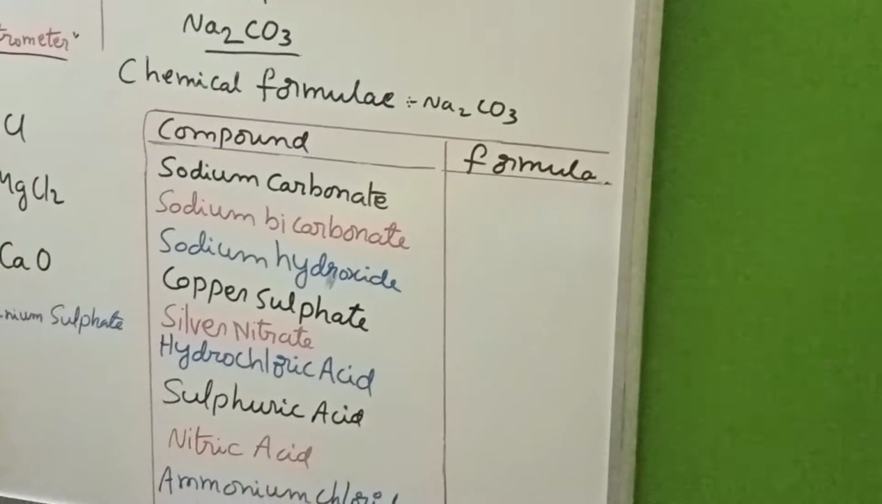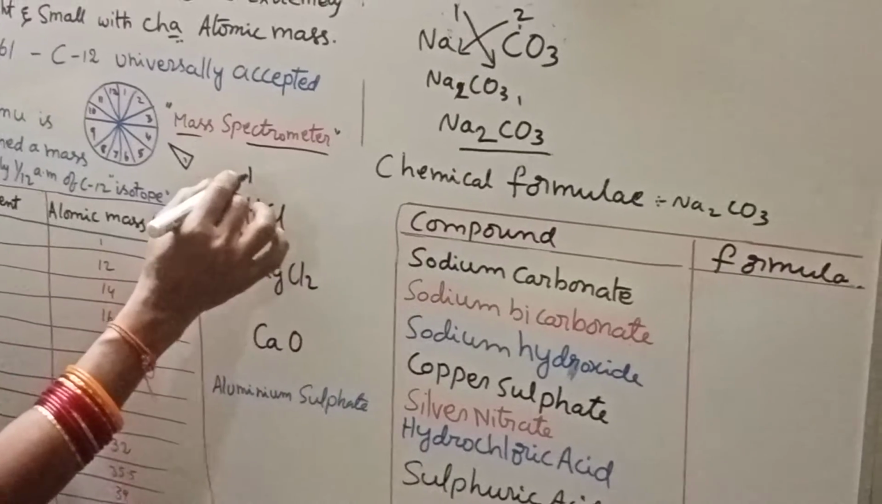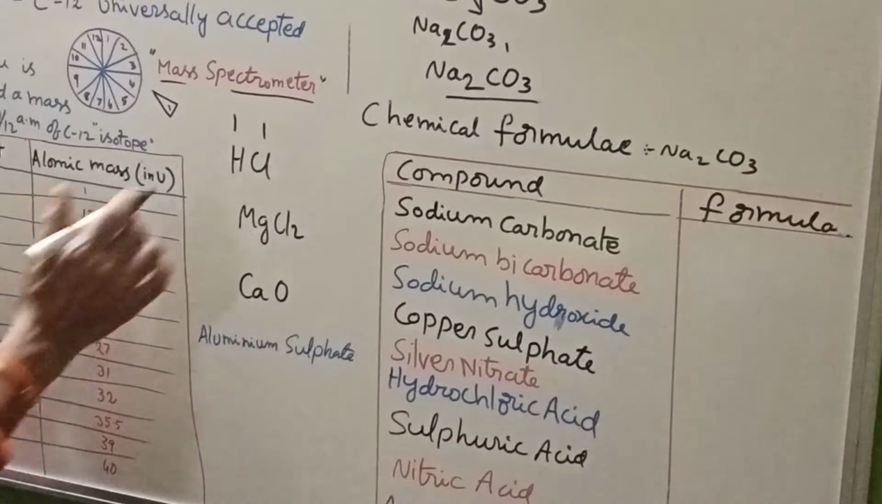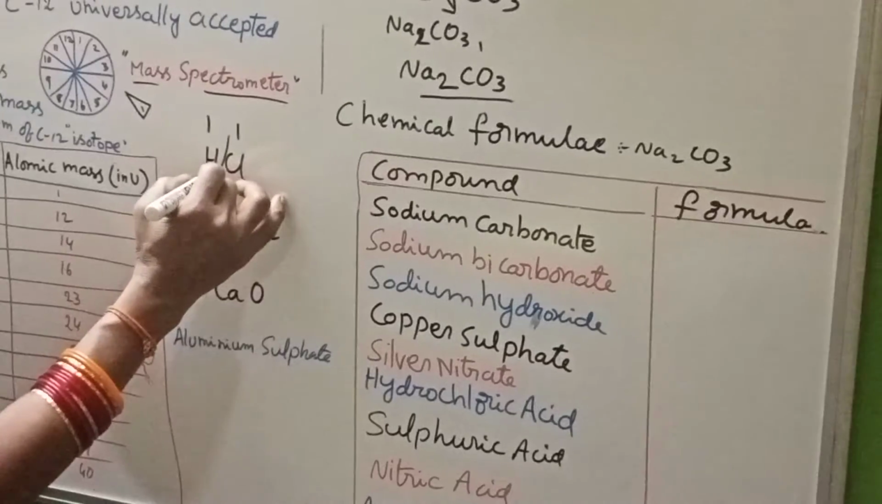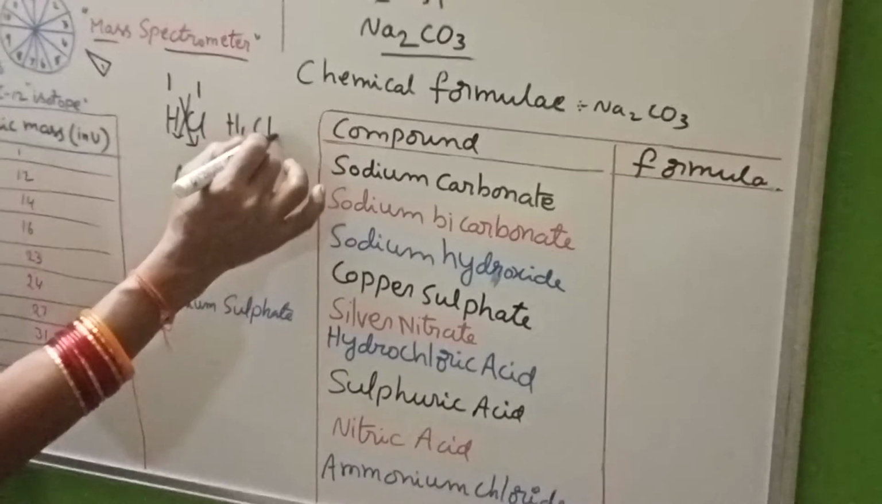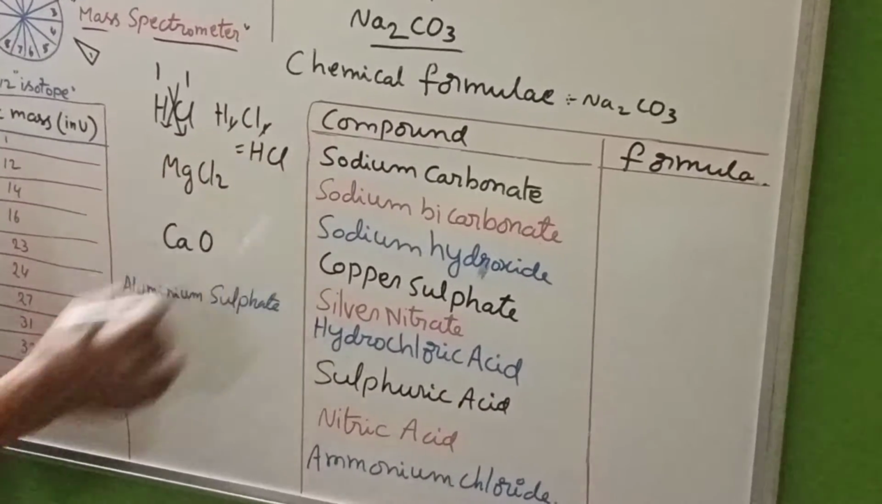Now take another example, HCl. Hydrogen is from the first group and chlorine is from the seventh group. One has +1 and the other has -1. By using the criss-cross process, H1 Cl1, cancel the 1s, and you get HCl.